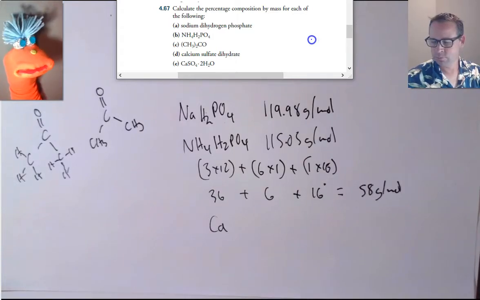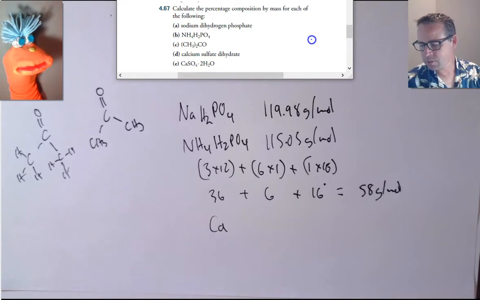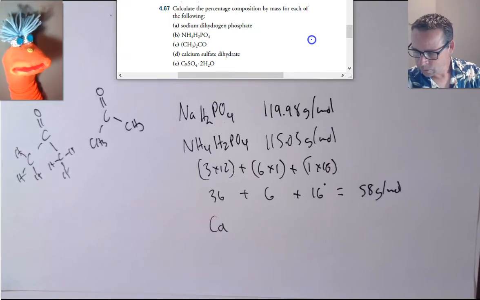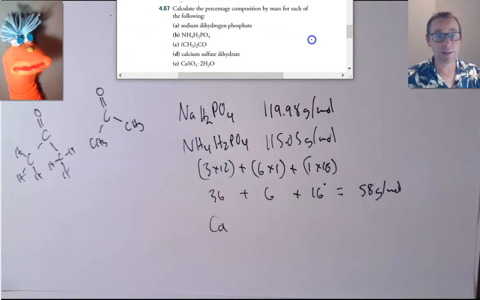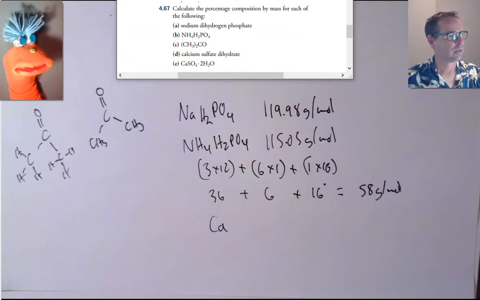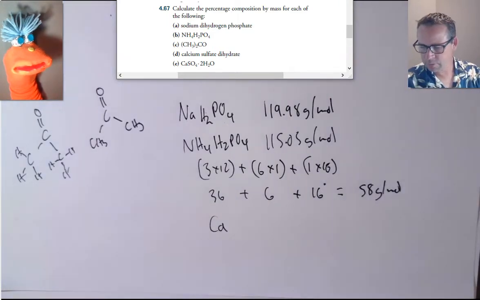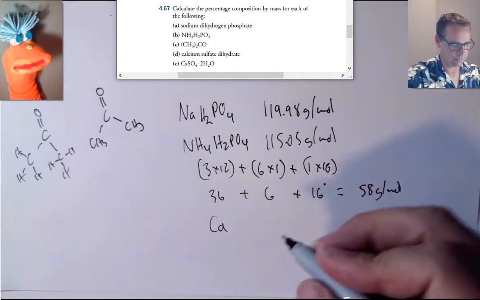Okay, so what's the molar mass? Molar mass of calcium sulfate dihydrate. 172.172 grams per mole, according to some information I found on Wikipedia. Yeah, so I'm just double checking, making sure that they got the hydrates in there. Okay, very good. 172.172.